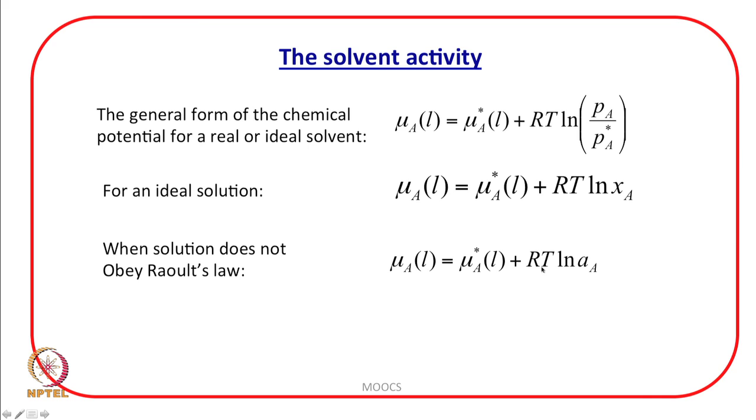And if you compare this equation, which is in terms of the ratio of the vapor pressures, the activity of the solvent is equal to the ratio of its vapor pressure in the mixture divided by the vapor pressure in the pure form. That is what is written over here, that the activity of solvent A can be determined experimentally if we know the vapor pressure of A in the mixture and if we know the vapor pressure of A when it is pure.